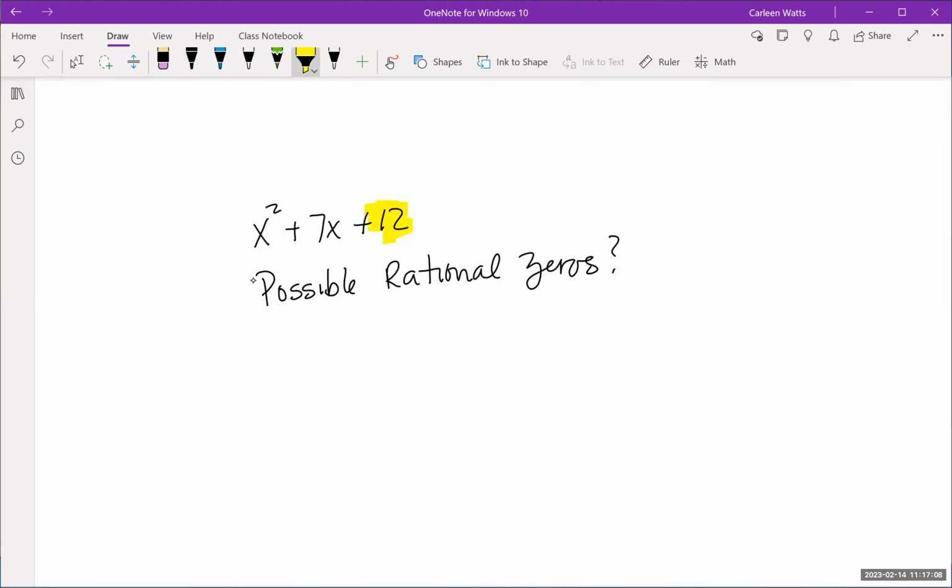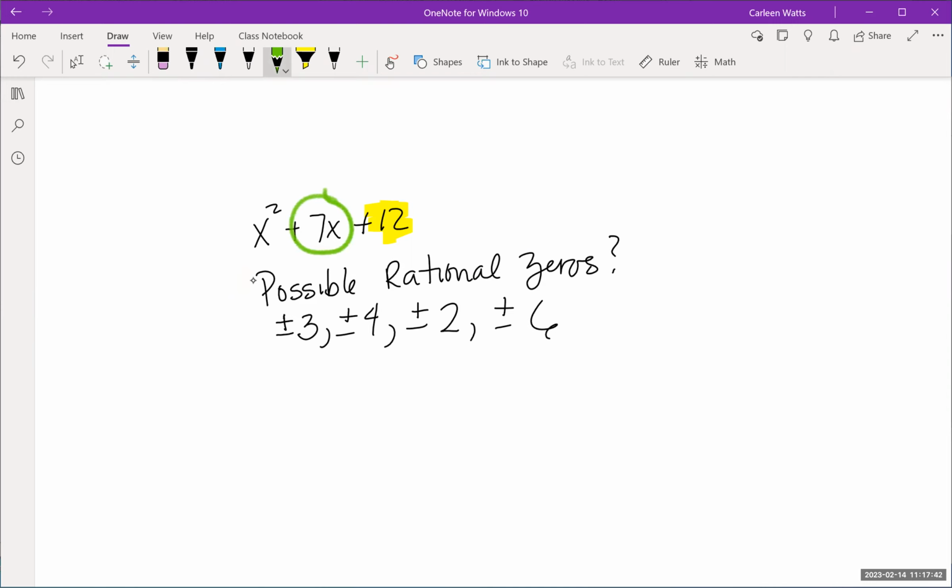Can you see that I'm talking about the factors of 12? The possible rational zeros, and I'm going to make a diamond, right? But they could be plus or minus 3, plus or minus 4, plus or minus 2, plus or minus 6. Now you're thinking, why did you include the 2 and the 6? Once we get the 7, we know it's the 3 and the 4, right?